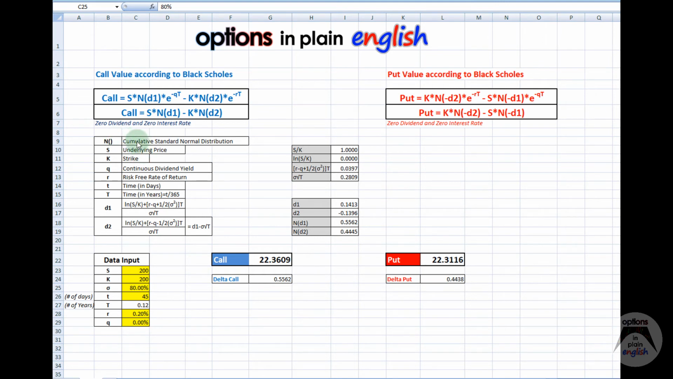The cumulative standard normal distribution is a formula. Underlying price, strike, continuous dividend yield, the risk-free rate of return, time in days. We need to convert it to time in years. Then the formula for D1, for D2. D2 can be simplified to D1 minus sigma square root of time. And the input: anything that's in yellow here, those are the values that we can change. And then once we have that, we just develop the formulas.